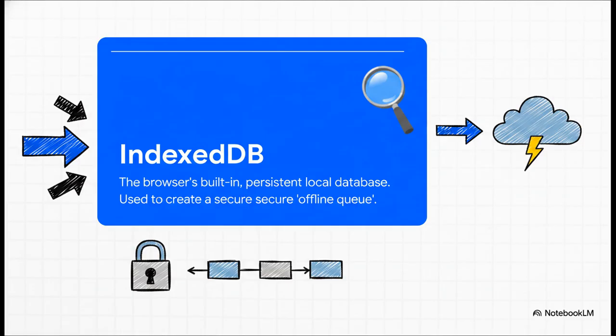Now, this is not just another simple cache. It's a real, honest-to-goodness, transactional database that's built right into the browser. So by saving our outgoing data here first, we create this super secure, persistent offline queue. The data's now totally safe, right there on the user's device. It doesn't matter what happens to the network anymore.